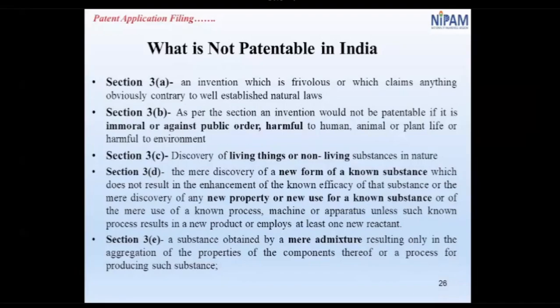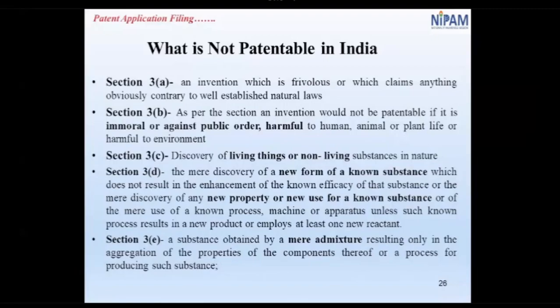Novartis claimed the beta polymorph, the beta crystalline form of imatinib mesylate. Imatinib mesylate is a chemical compound, a drug compound. So Section 3D says any new form of a known substance, and imatinib mesylate is known to all of us. What Novartis has invented is the beta crystalline form, right? They claim that invention because it is a beta crystalline form.